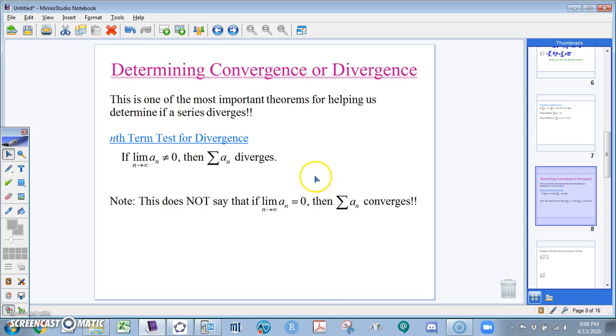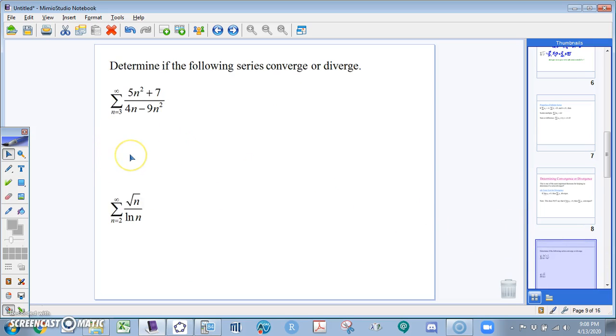The series could converge, the series could diverge, and in fact we're going to see examples of both of those cases. So it only works in one direction, which is if the limit of the sequence is not zero, then the series diverges. But even this can be very helpful to get a start on looking at some series.